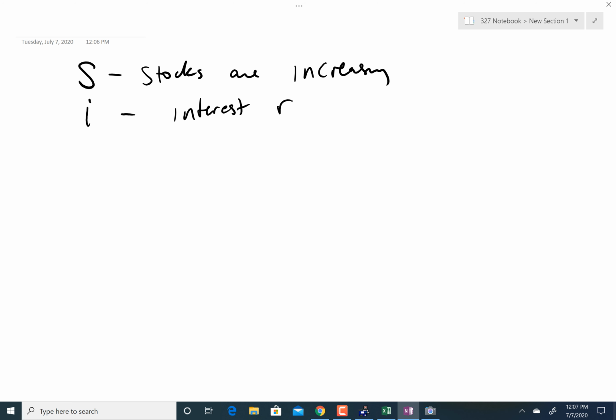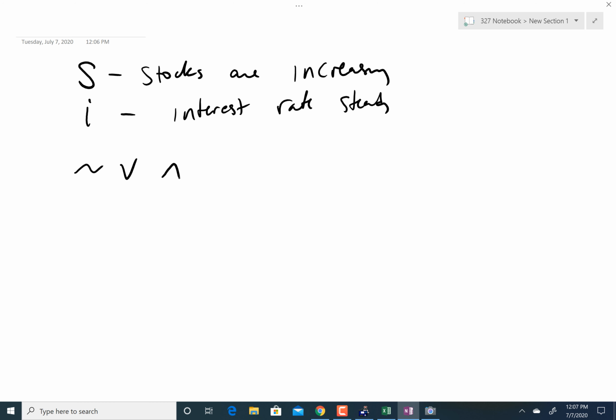Okay. Let's do another one here. Stocks are increasing is S. T or I, interest rates are steady. Okay, cool. And we're just going to use symbolic forms of not, or, and to write the following sentences. So, for instance, stocks are increasing, but interest rates are steady.